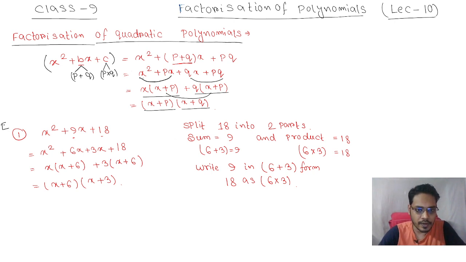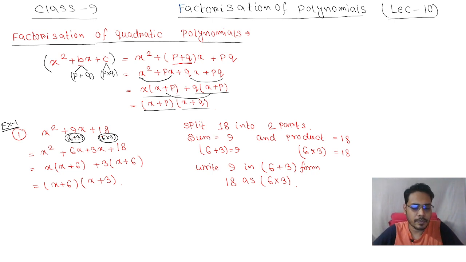Now example number 1. In example number 1, what is given? x square plus 9x plus 18. As we know, you have to split 9 in such a way that the sum of these two parts will be 9. That means we can write 6 plus 3 is 9 and the product will be 18. So 6 multiplied by 3 is 18. So in this way, you have to take parts such that the product will be 18 and the sum will be 9. So now write down, instead of 9x we can write 6x plus 3x.